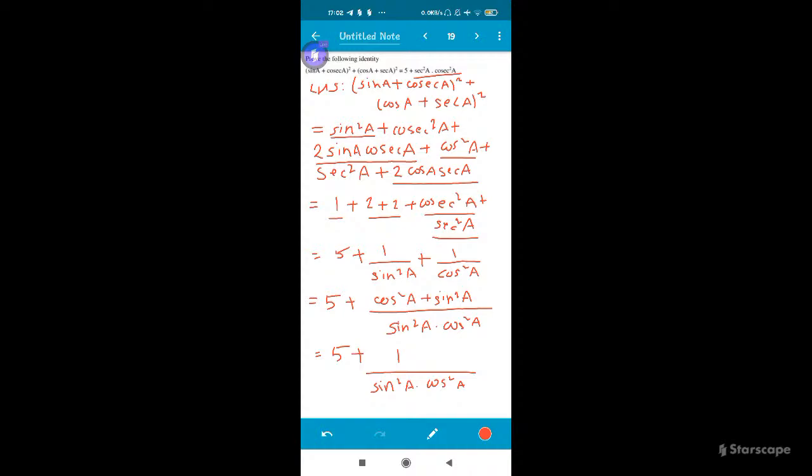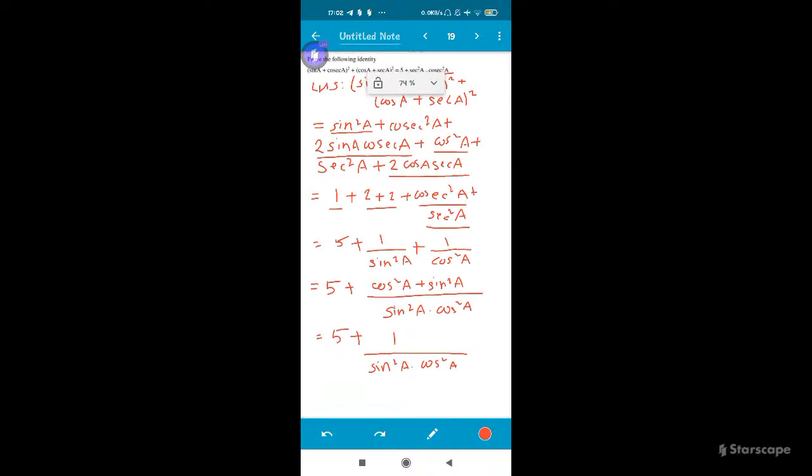So this term can be written directly as sec square A into cosec square A, because 1 by sine square A is cosec square A and 1 by cos square A is sec square A. So I guess whatever doubt you were asking, it's clear once again. The same thing we are doing here. So let me write the answer: 5 plus 1 by sine square A is cosec square A and 1 by cos square A is sec square A. This is what was asked in the question.